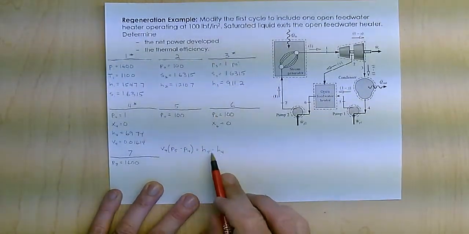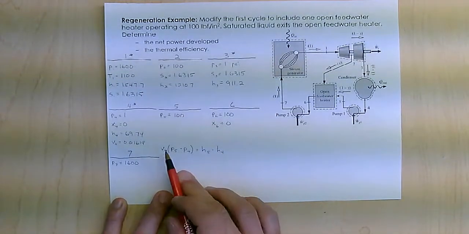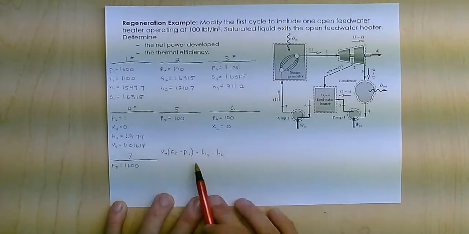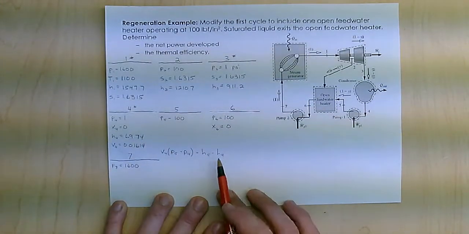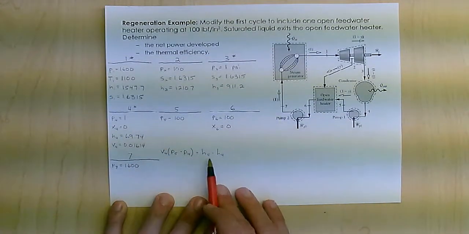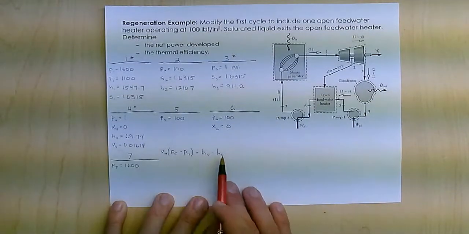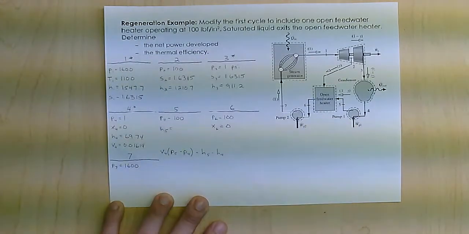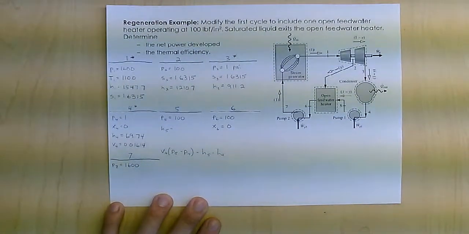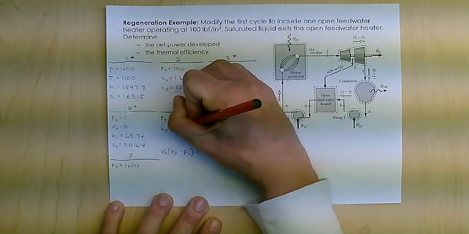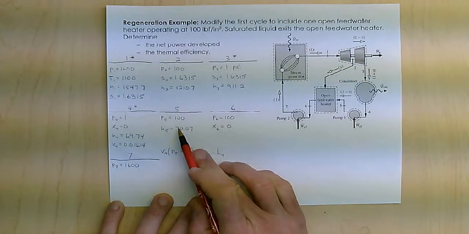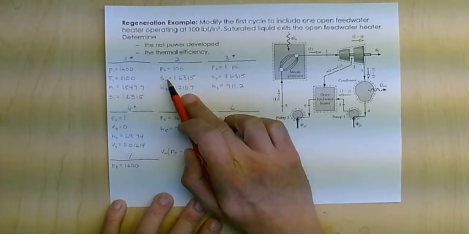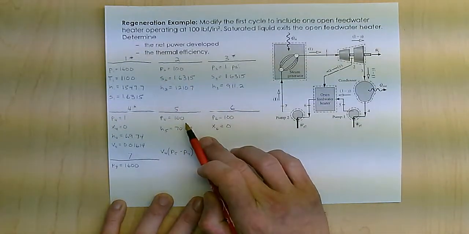So the work of the pump is not only the change in enthalpy, but it's V times the change in P as well. And I know V, I know both P's, I know the enthalpy at 4. The only thing I don't know is the enthalpy at 5. I can calculate that and get 70.07 for the enthalpy at 5. That's what gets plugged into the feed water heater along with state 2. These are both at 100 psi.